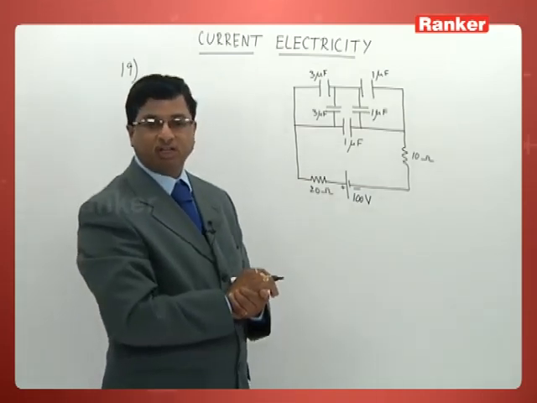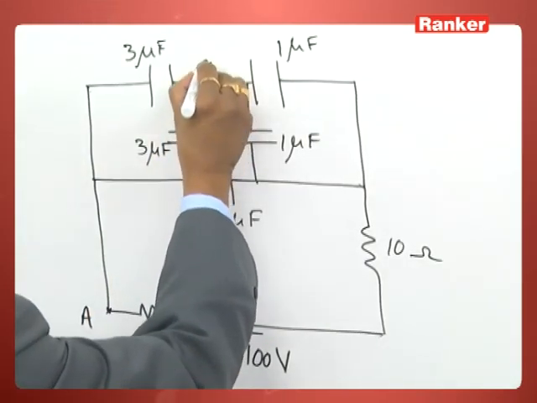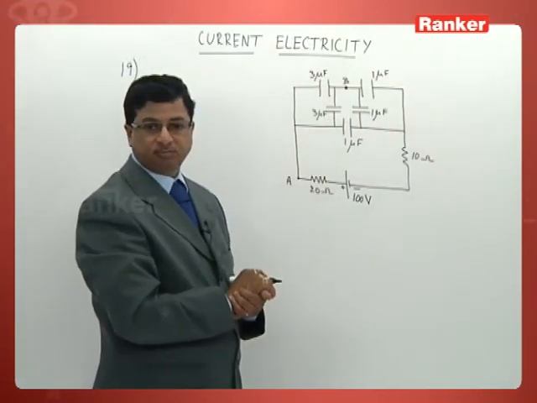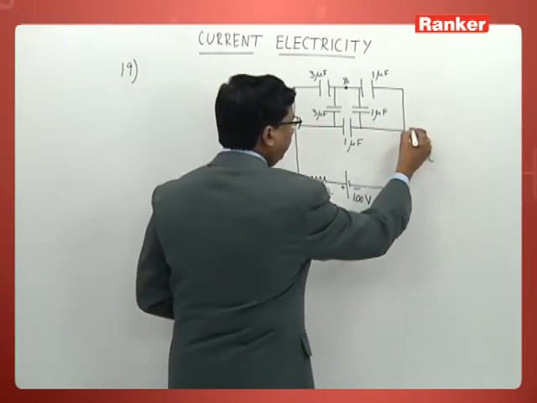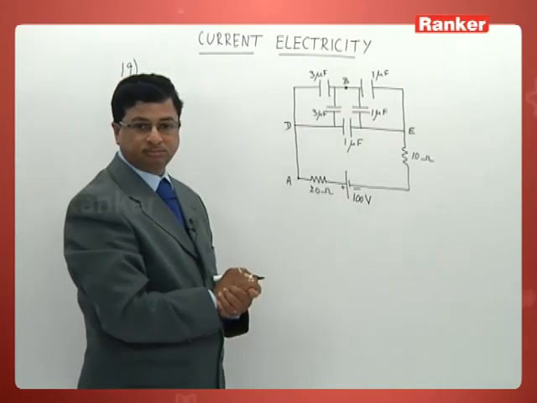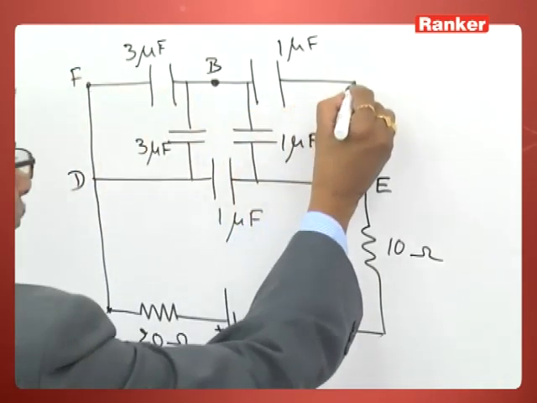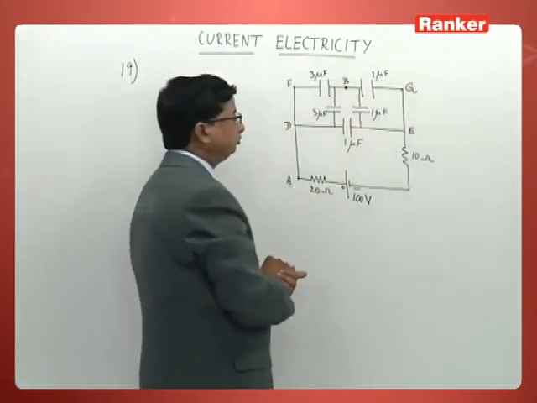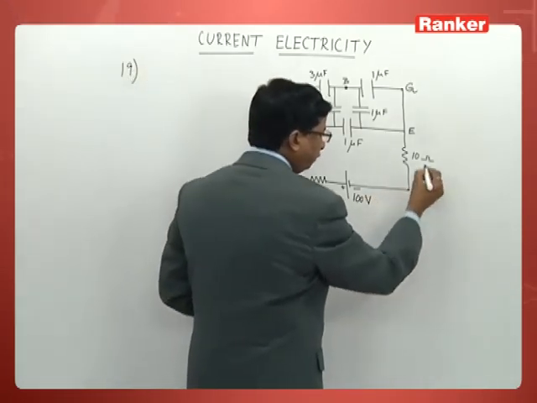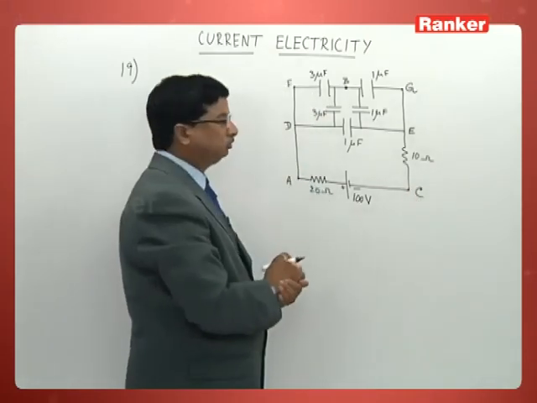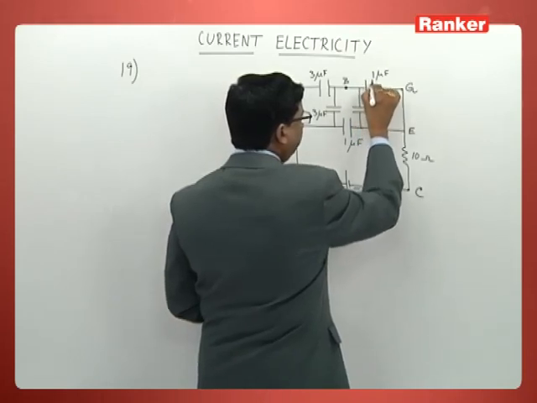Look at the points he has mentioned. This point is mentioned as A. This point is mentioned as B. And of course he has given you this point as D, this point as E, and this point as F, this point as G. And this particular point is given as C. Look carefully at this circuit now. The circuit is just given like this.